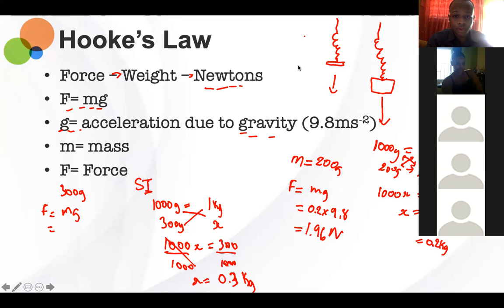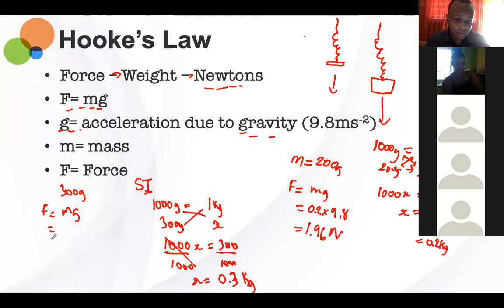We were at the point where we just finished calculating our mass, right? So our mass is 0.3. Are we seeing the screen? Yes, sir. All right, good. So mass is 0.3.